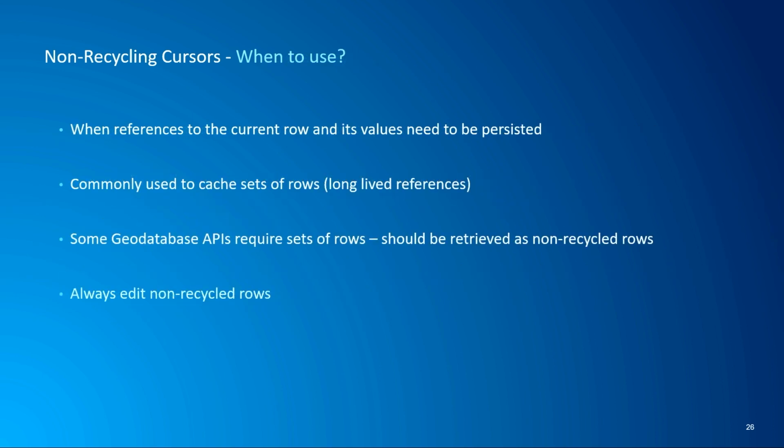When do you want to use them? It's kind of the opposite. If you want to have references to the current row that you need to persist, you'll use non-recycling. If you want to cache a lot of data, have long-lived references, you would use non-recycling cursors. Some geodatabase APIs do take sets of rows, collections of rows. In that case, you would want to be using non-recycling cursors to grab the row objects such that you can then pass them to other geodatabase APIs. And when you're editing, you edit non-recycled rows. Okay?